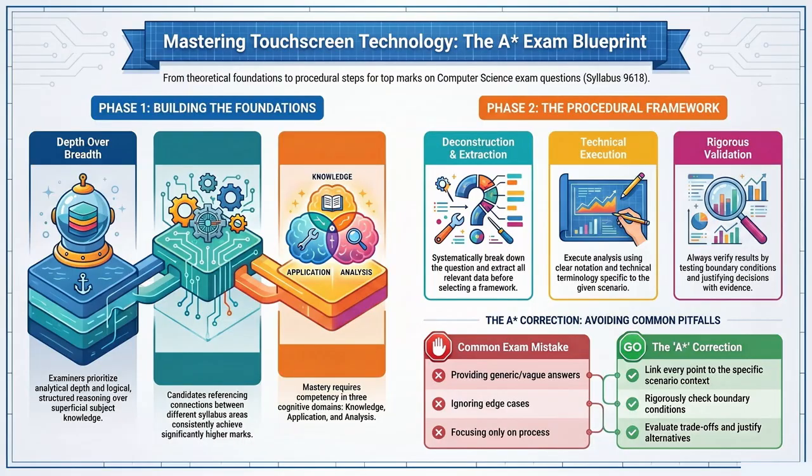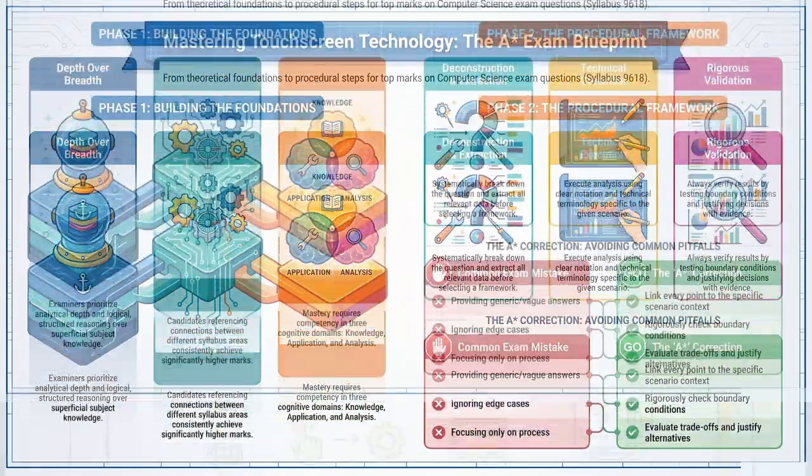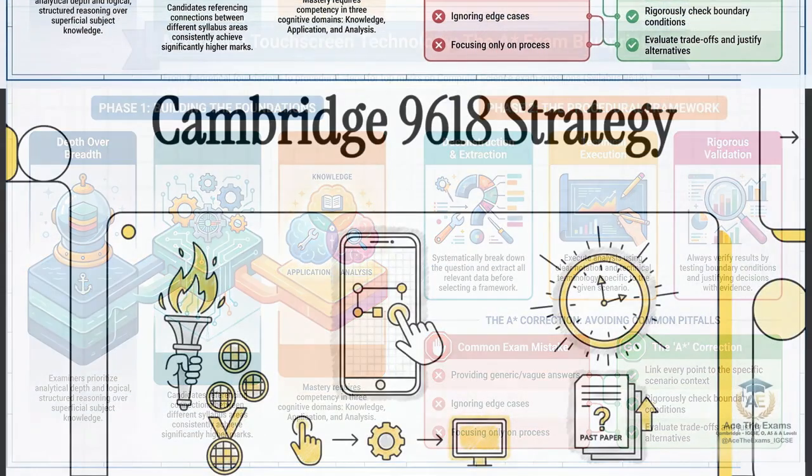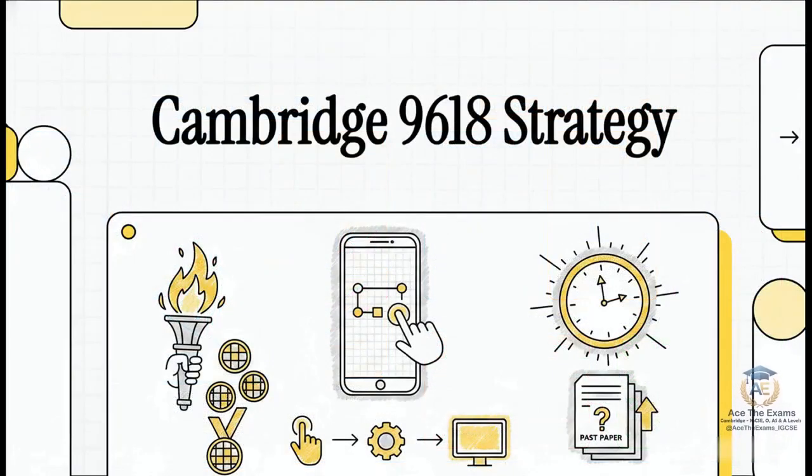Welcome to This Explainer. I'm your host, the strategist, and today we are tackling absolutely the ultimate challenge in your academic journey, the Cambridge 9618 Computer Science exam. Now, I want you to think of this syllabus not just as a standard test, but as a mental Olympic decathlon. It's a grueling event that requires endurance, adaptability, and total mastery over multiple, very distinct disciplines.